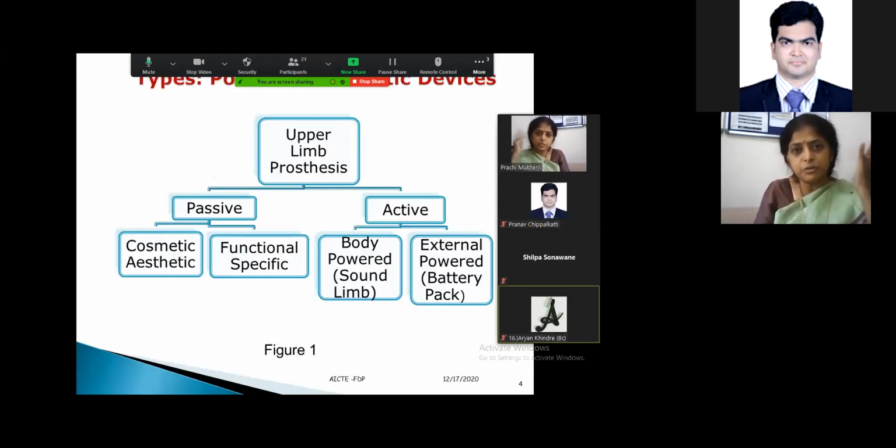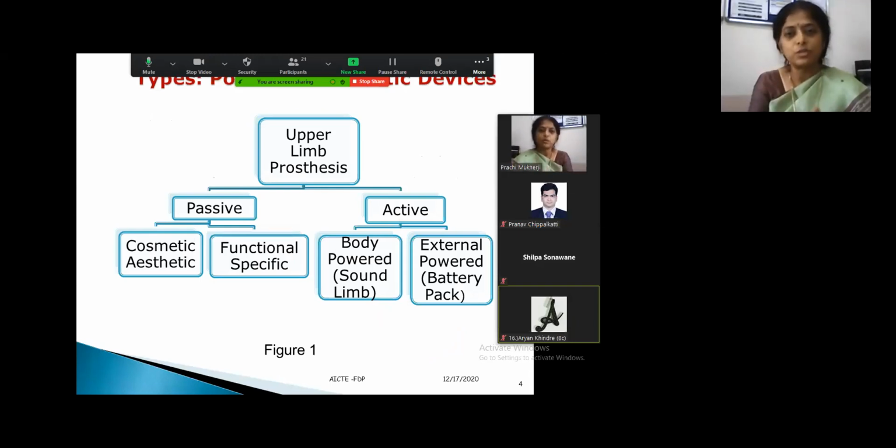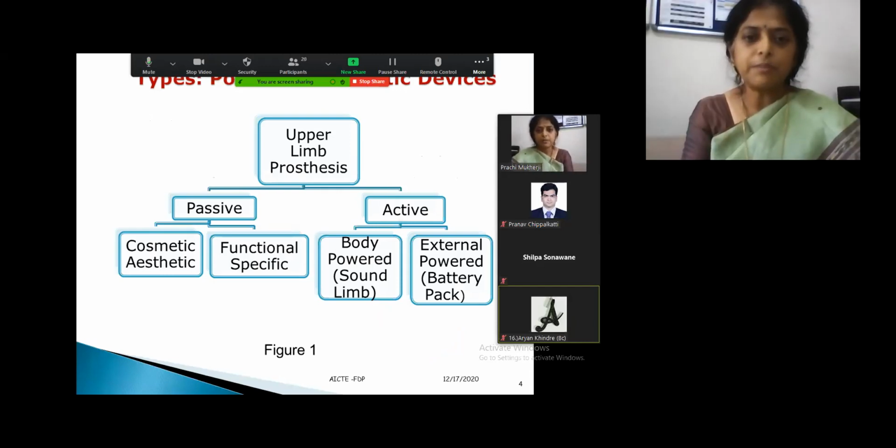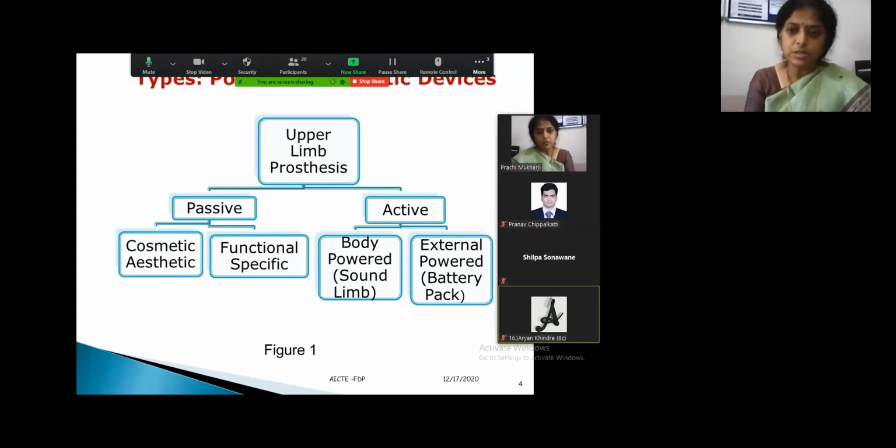So the types of prosthetic devices which are generally there are upper limb prostheses and lower limb prostheses. Out of the two, we are working mostly on the upper limb prostheses, because lower limb is like support, it's always needed, but we want to give more functionality in an upper limb prosthesis. There are many types of these devices, passive and active, and our focus is on active devices, which are externally powered, with a battery pack.